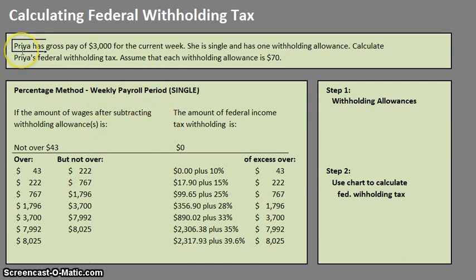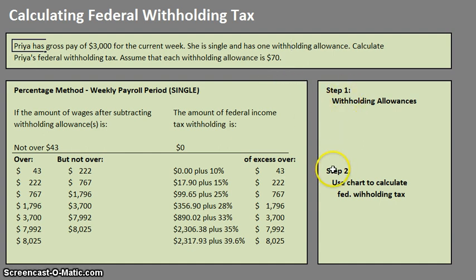In this case, we have one employee that we're evaluating. We have Priya, who has gross pay of $3,000 for the current week. She is single and has one withholding allowance. And they want us to calculate Priya's federal withholding tax. And they're also telling us to make the assumption that each withholding allowance is worth $70. So let's start to see how we can use this information to calculate Priya's federal withholding tax.